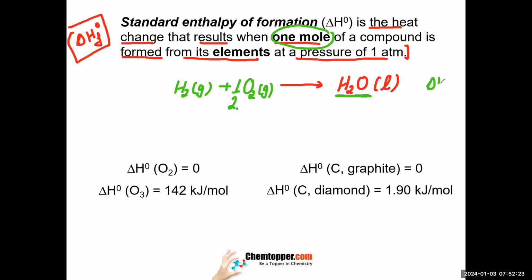Whatever delta H naught formation will be given to you in the form of a table. If you look at the book, we have tables of delta H naught formation values. So that will be given to you. Is this exothermic or endothermic? You know this reaction, right? So what is it? Exo, endo?